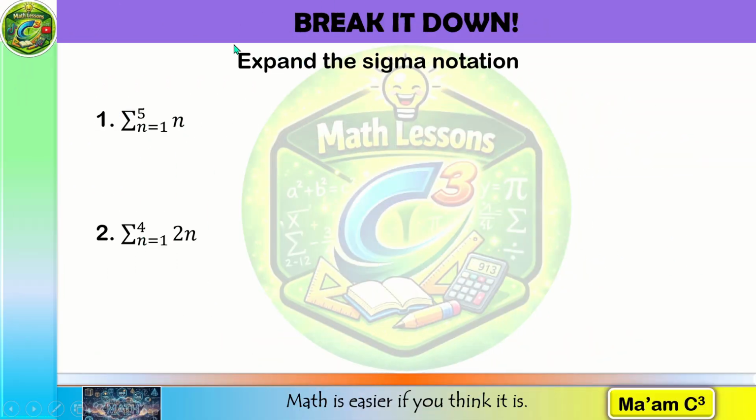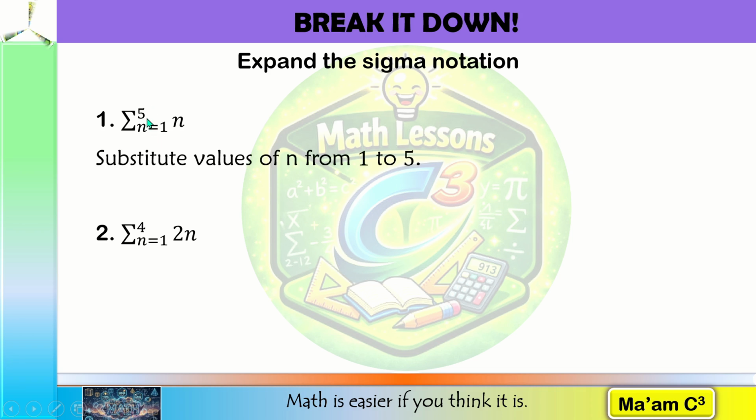Another activity, break it down. This time, we're going to expand the sigma notation. Number 1, the summation of n from 1 to 5. So we're going to substitute values of n from 1 to 5. We will get 1 plus 2 plus 3 plus 4 plus 5.